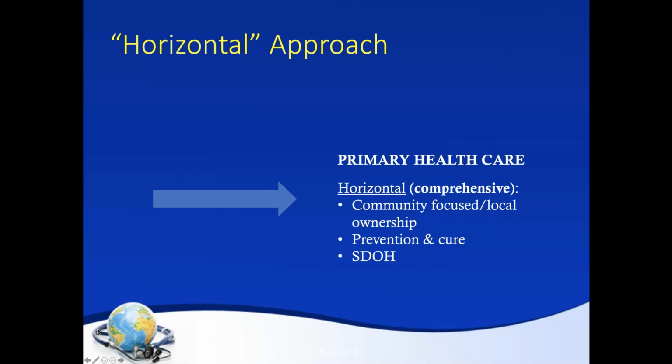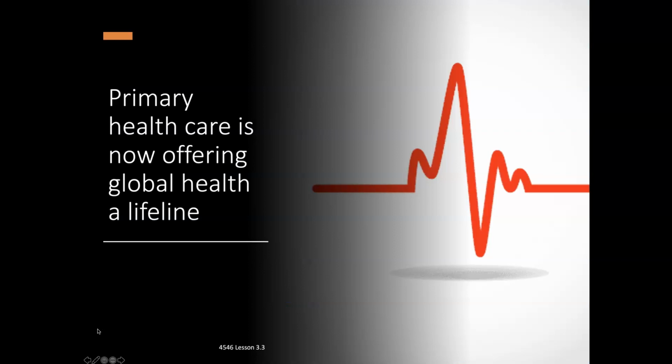And so we've come back to this horizontal approach of primary health care again, where we're looking at community focused and local ownership, prevention and cure at the same time, and focusing on the social determinants of health. And so primary health care is now offering global health or local health a lifeline, where it's trying to strengthen healthcare systems, looking at tackling the growing burden of chronic diseases, involving communities.